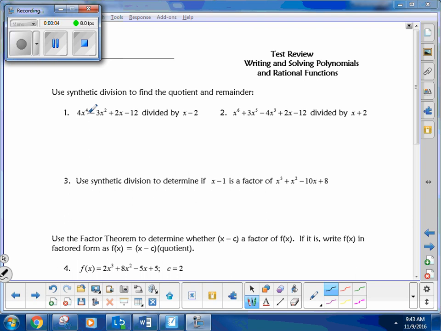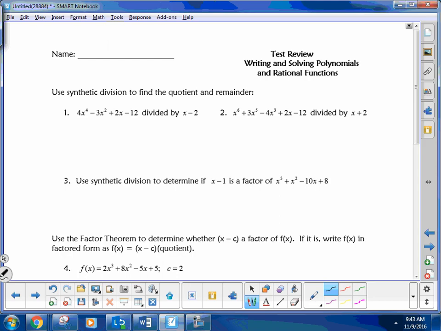Welcome to this test review for writing and solving polynomials and rational functions. Right before I begin, a couple of reminders: this review needs three things. You need to make sure that you're going to do well in the exam.